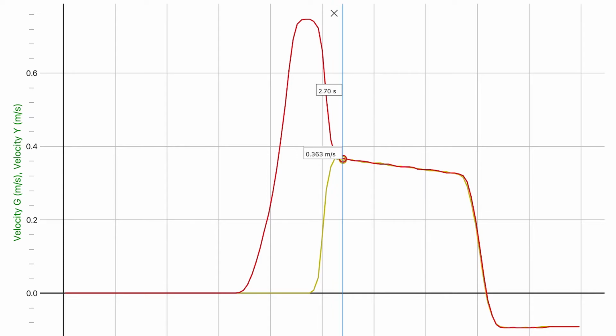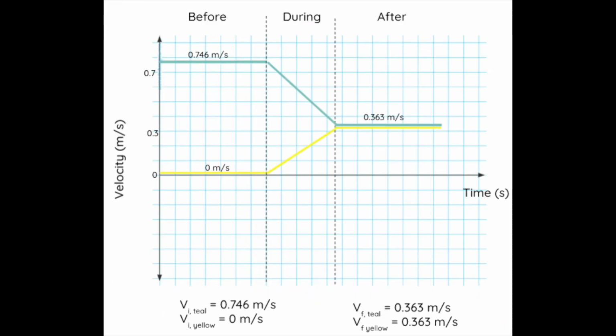Scrolling over to after the collision, both the carts stick together after they collide, and they travel with the same speed of 0.3 meters per second. So during the collision, both the velocities change so that the final velocity is 0.3 meters per second. So I'd graph this as well. Now notice I'm recording those velocities of the initial and final in the chart below.